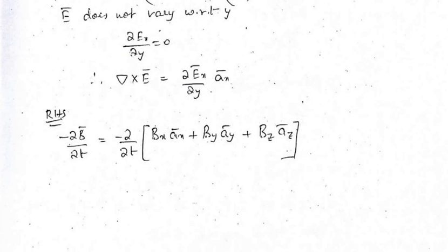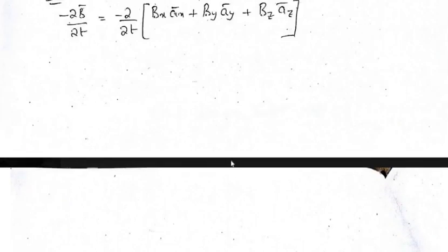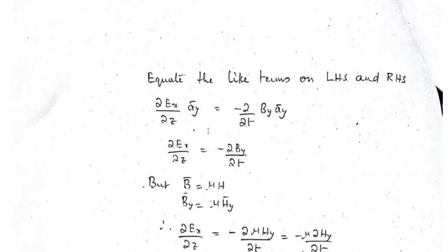Next, expand the right side. On the right side we have dou B by dou t is equal to minus dou by dou t of Bx Ax plus By Ay plus Bz Az. Now equate the like terms on both sides. On the left side we have only the Ay term. So dou Ex by dou z Ay is equal to minus dou by dou t By into Ay.